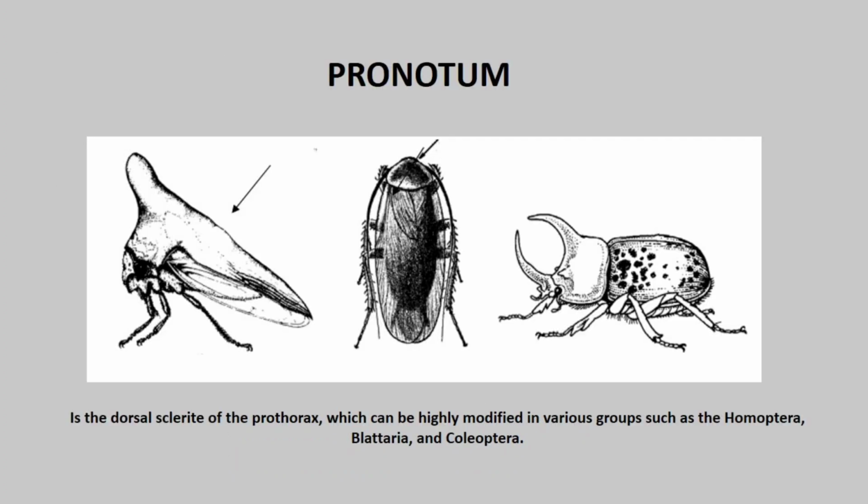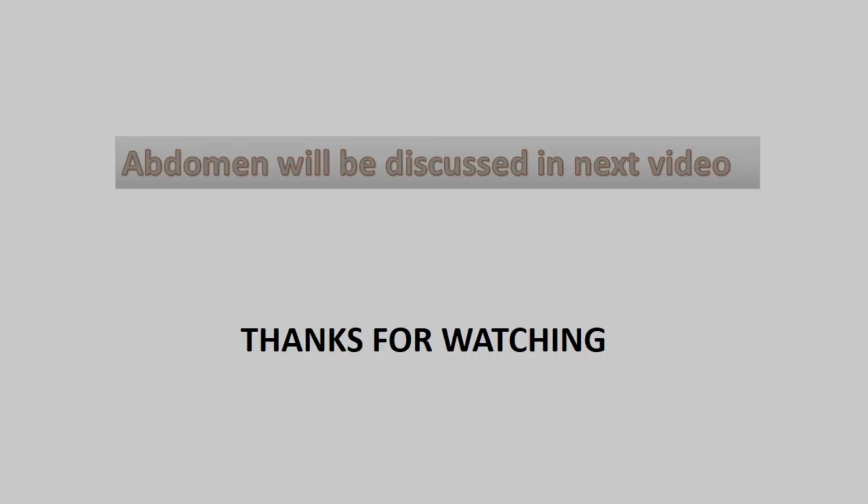Pronotum is the dorsal sclerite of the prothorax, which can be highly modified in various groups such as the Homoptera, Bladderia, and Coleoptera. Abdomen will be discussed in next video.